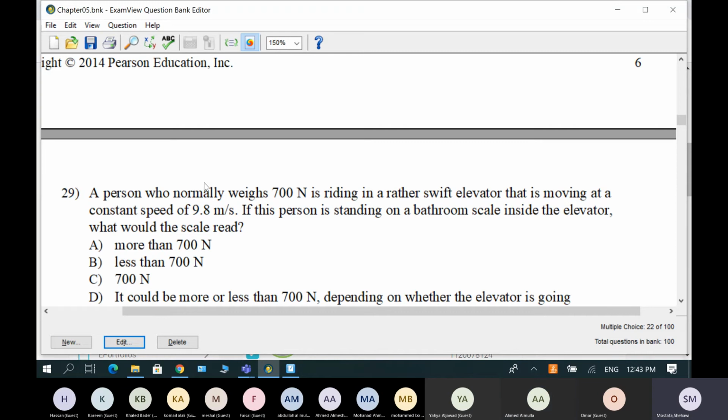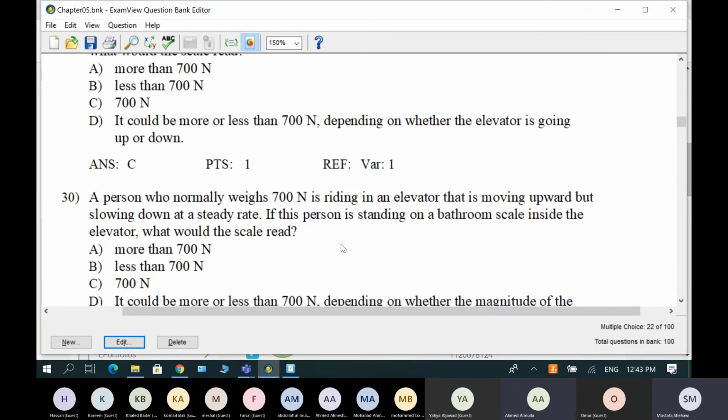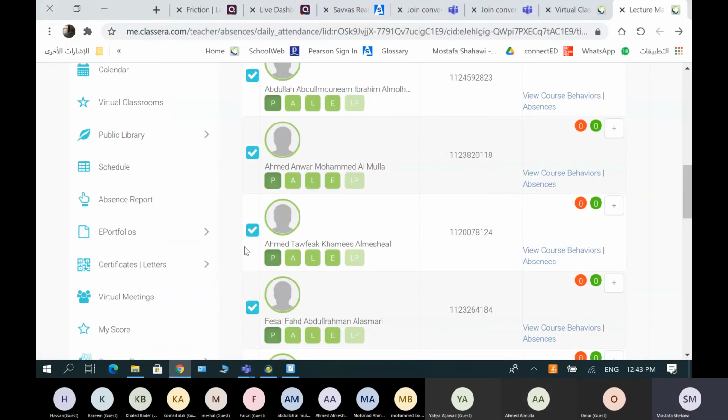So yes, C. Because this is constant speed, the weight will not change. If you have acceleration upward, it will be more than 700. If the acceleration is downward, it will be less than 700. And we have the same question here. Someone will answer it. Thank you, Ahmed. Let's pick the next one.